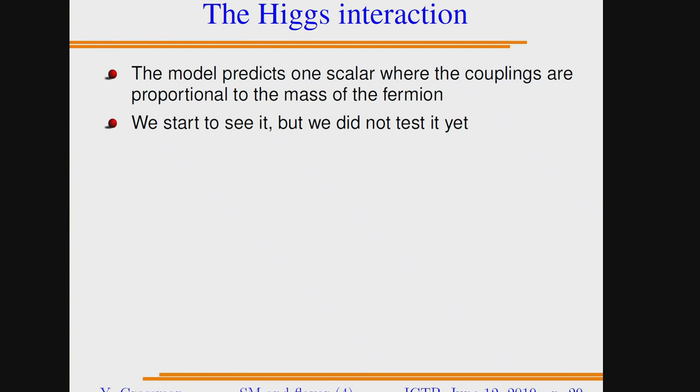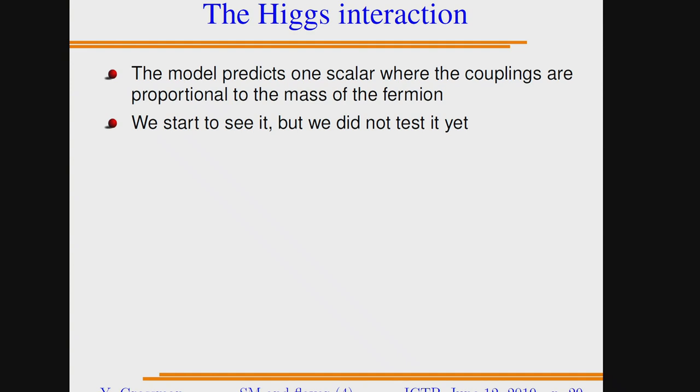And why is it? Why is the interaction of the Higgs proportional to the mass of the fermion? Because it comes from the same coupling. It comes from the Yukawa coupling. The Yukawa coupling is the one that gives you the mass for the fermion and the interaction to the Higgs boson. So we have a very nice prediction. The prediction is that the Higgs boson coupling is proportional to the mass of the fermion.